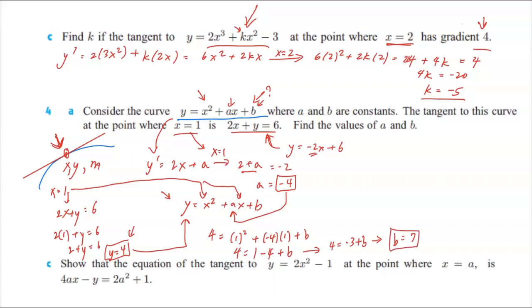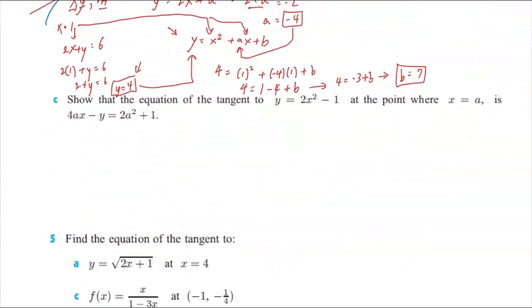Okay, so we found the values for A and B by knowing that the x-coordinate, the y-coordinate, and the slope at this point for both the red line and the blue curve are the same. Okay, that's a difficult problem.